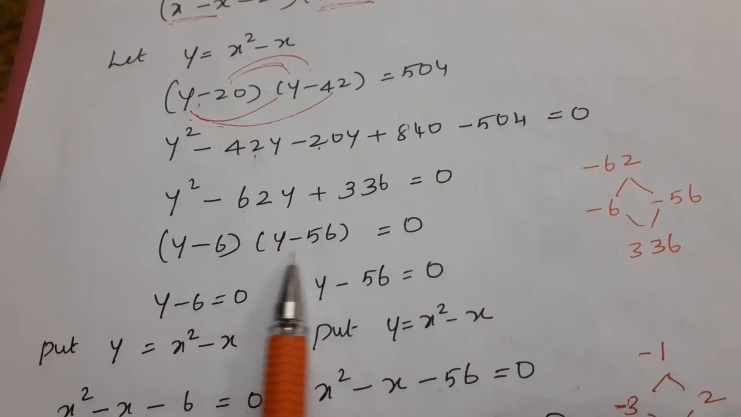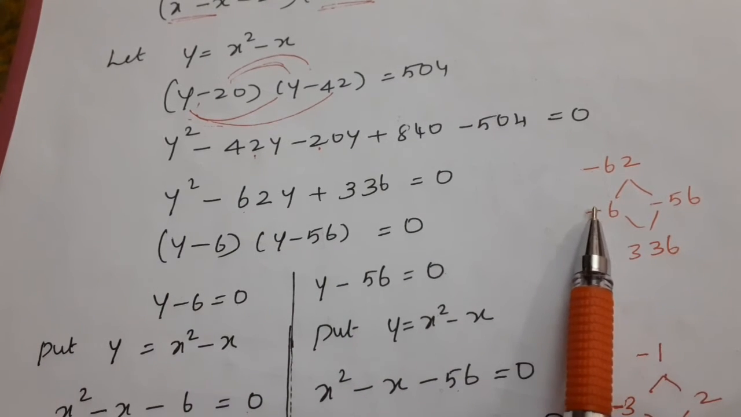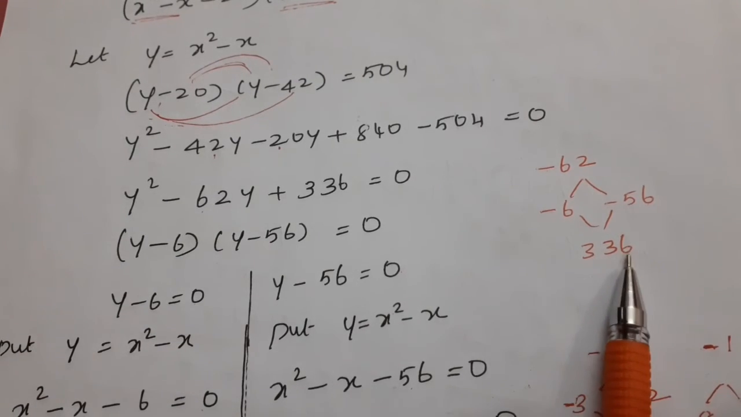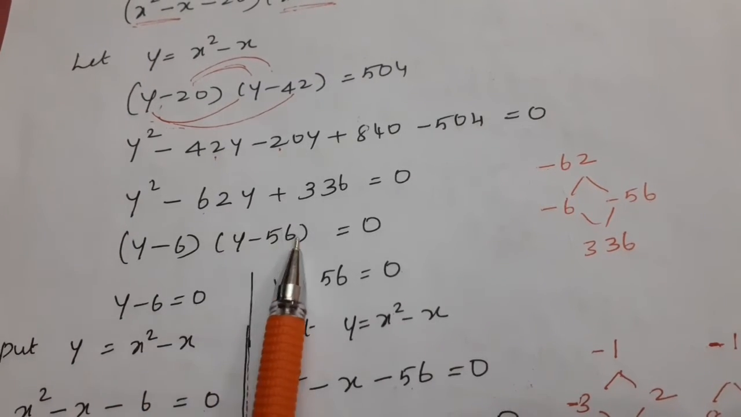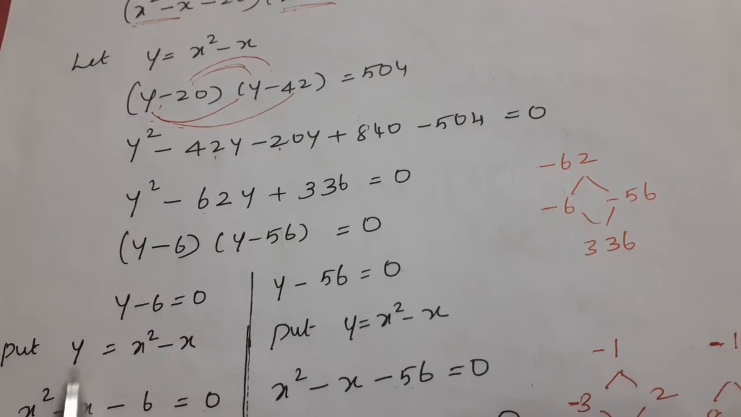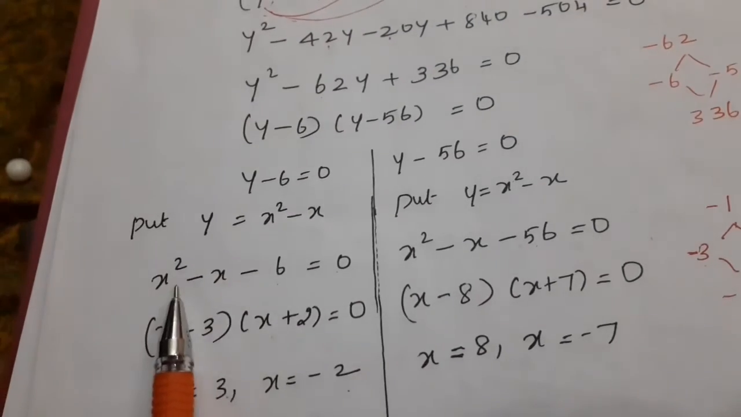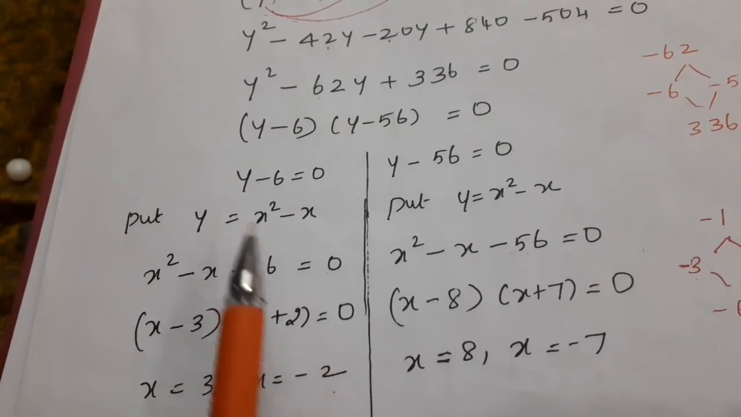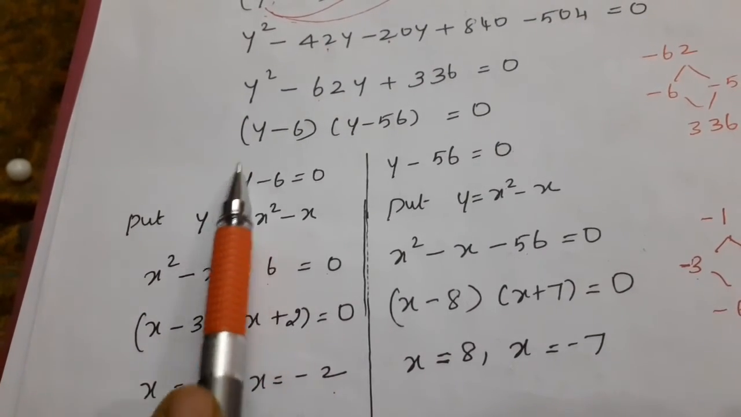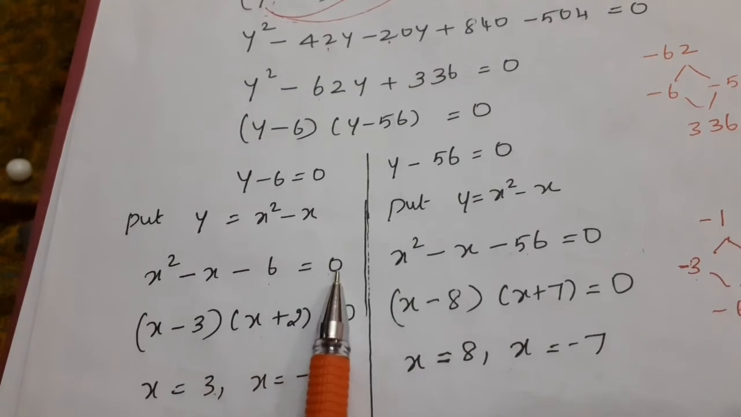So y minus 6 into y minus 56. We find the sum and product: minus 6 into minus 56, we get 336. So y minus 6 into y minus 56 equal to 0. That is, instead of y we take x square minus x. So you substitute the value: x square minus x minus 6 is equal to 0. If you replace y by x square minus x, x square minus x minus 6 equal to 0.